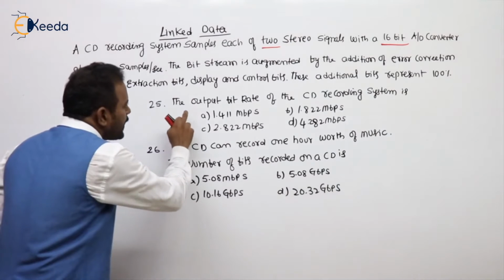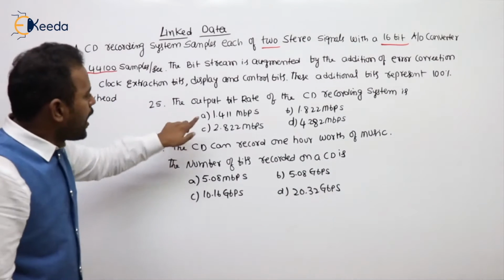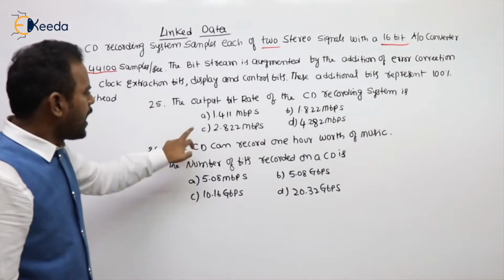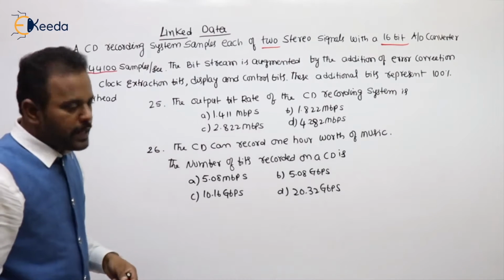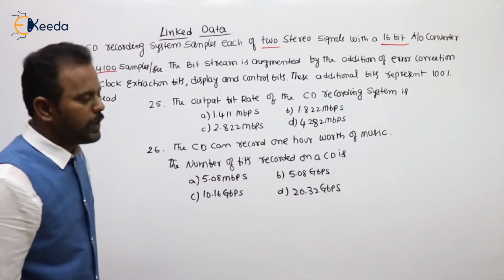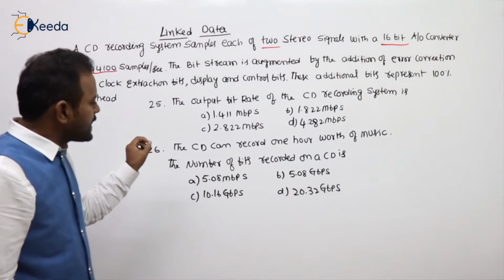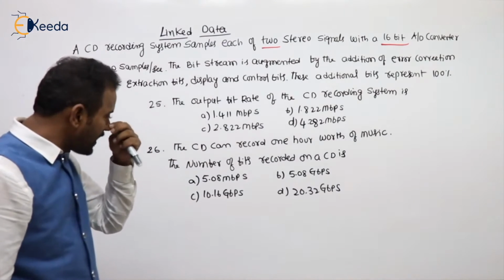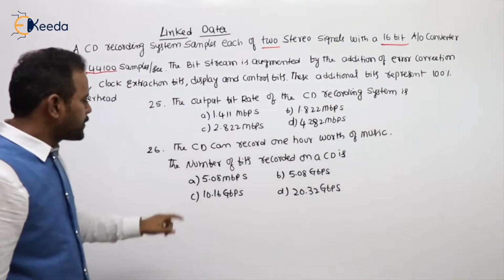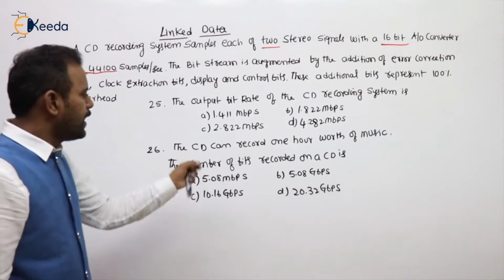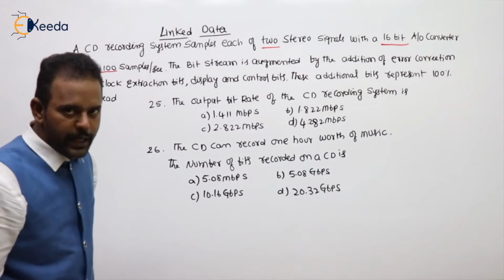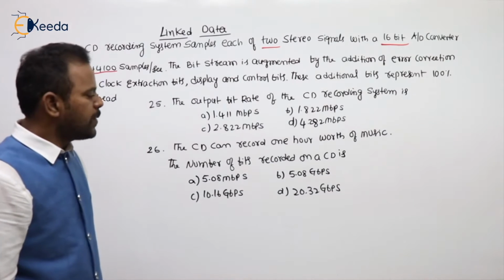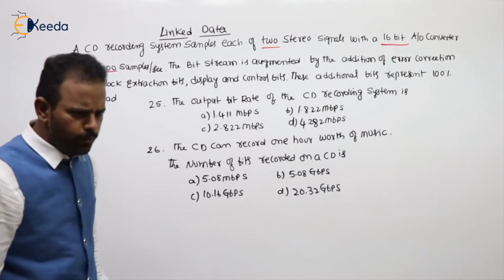The output bit rate of the CD recording system is: option A 1.411 Mbps, option B 1.822 Mbps, option C 2.822 Mbps, option D 4.282 Mbps. Second question. The CD can record 1 hour worth of music. The number of bits recorded on a CD is: option A 5.08 Mbps, option B 5.08 Gbps, option C 10.16 Gbps, option D 20.32 Gbps, gigabits.